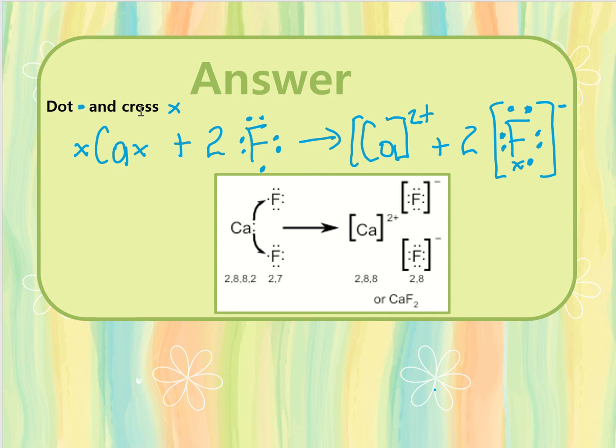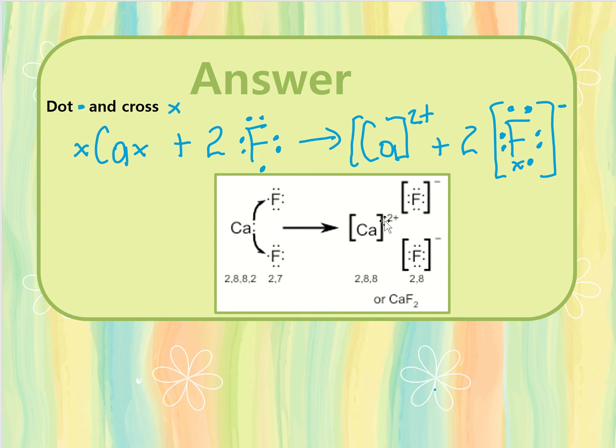So we have the dot and cross diagrams here, and our cross represents the valence electrons for calcium, and our dots represent the valence electrons for fluorine. So we have two fluorine atoms, right? Because fluorine is a diatomic gas. And so here we see that one electron will be lost to one fluorine and the other electron will be lost to another fluorine, as we see here. So one electron will go here, one electron will go here. So we're not sharing electrons, we're transferring electrons.